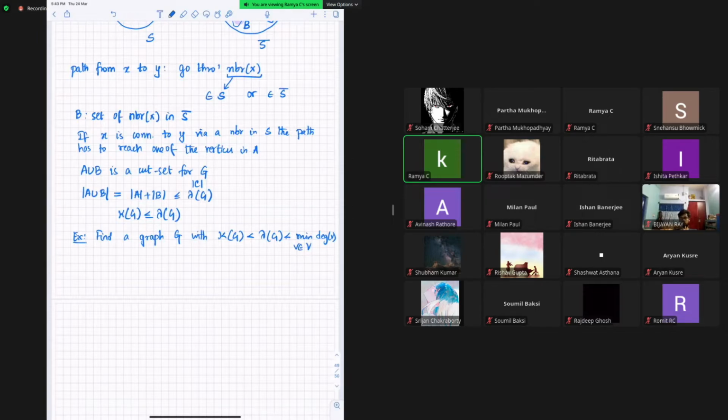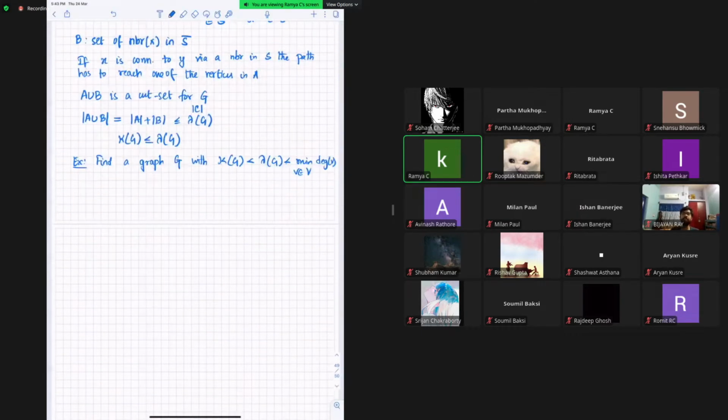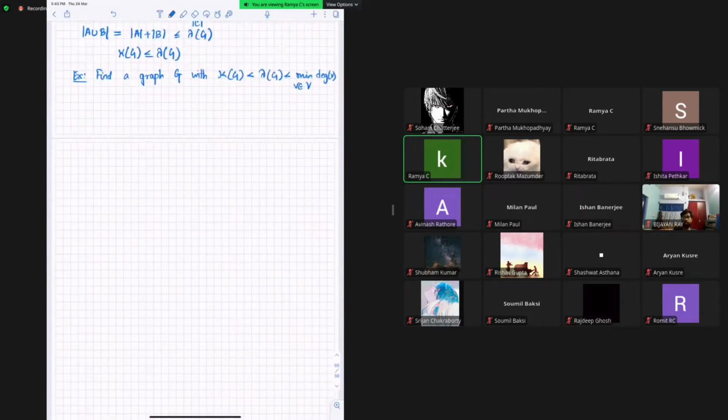Okay. So this theorem is due to Whitney. We'll see another theorem due to Whitney. Okay. So now let us say you have a graph G.